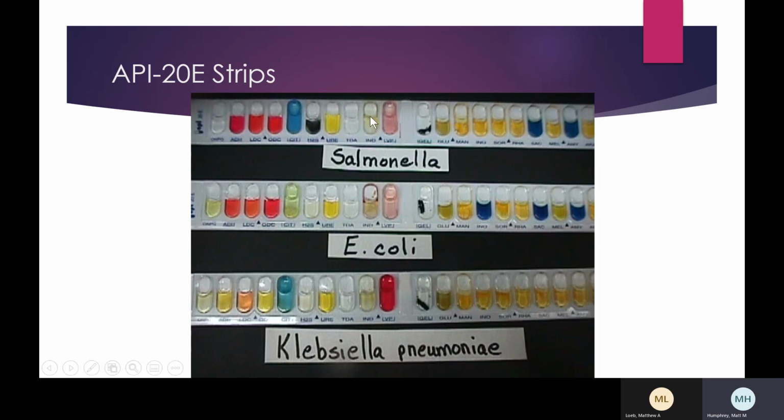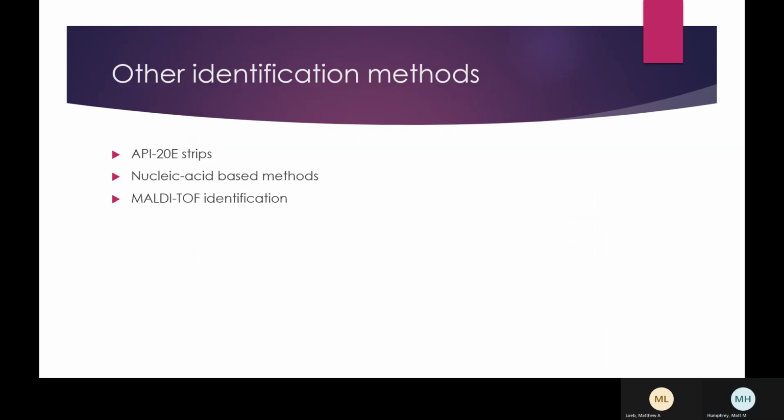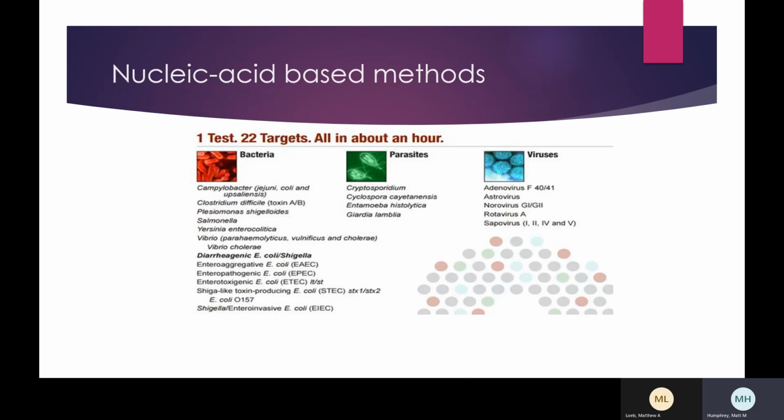Based off of the biochemical identifications that are occurring here, we'll give the bugs a score and we'll be able to plug them into a computer system and that will tell us an identification. The other identification method that we have are these nucleic acid-based things. We were mentioning the other E. coli species that we can't really culture for. We have to do PCR. This is an example of what our gastroenteritis panel looks like. We're going to do PCR for rapid identification. We test all 22 of these targets in about an hour. That's the rapid way of doing this, and it's a cultureless system.